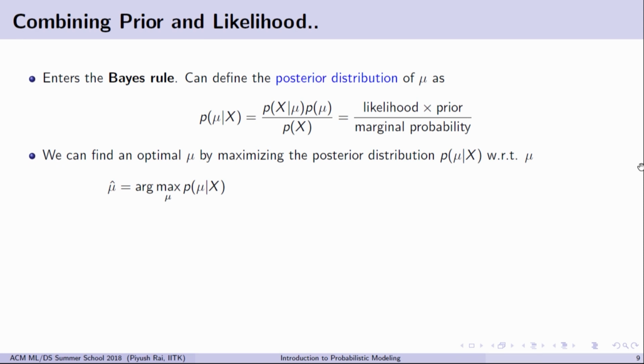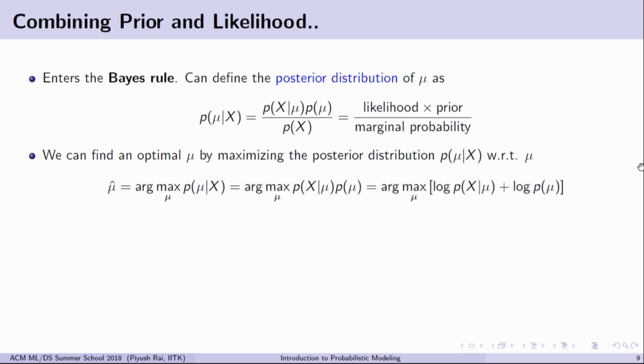So note that the point mu that maximizes P of mu given x is the same as maximizing P of x given mu times P of mu. Right? Because we are maximizing this posterior distribution, and the denominator, P of x, does not depend on mu. So maximizing P of mu given x is equivalent to maximizing the product of the likelihood and the prior. Clear?